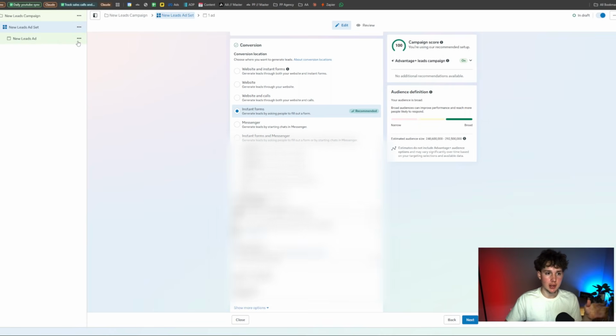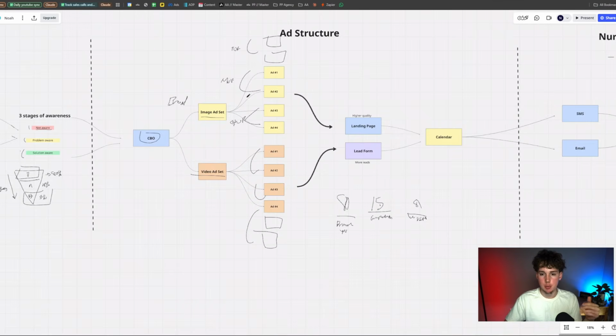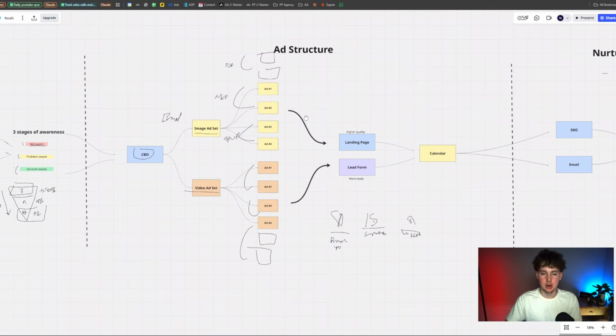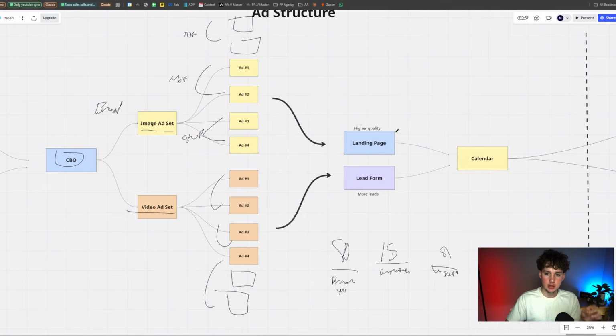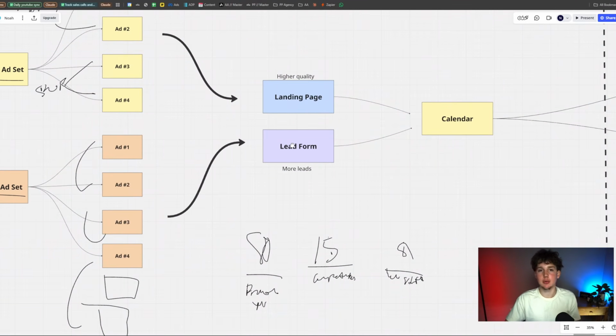Then you just duplicate the ads within the ad set. Obviously, this is simple stuff, right? But that's pretty much the ad structure. That's what you need to understand. Now, you can either go for quality or quantity. If you've run ads before, you've gotten your clients leads, you're going to already have an idea of this.